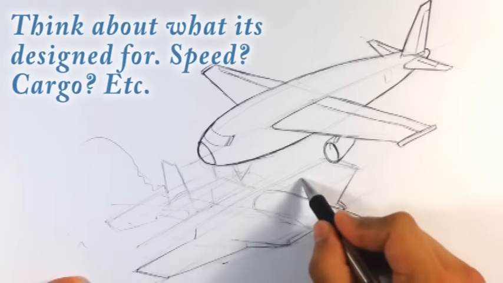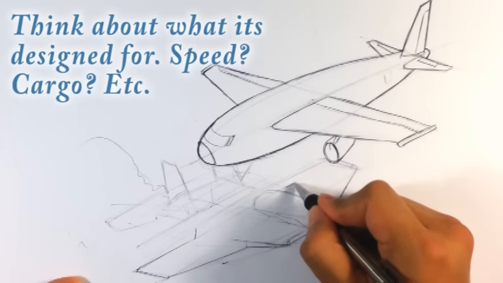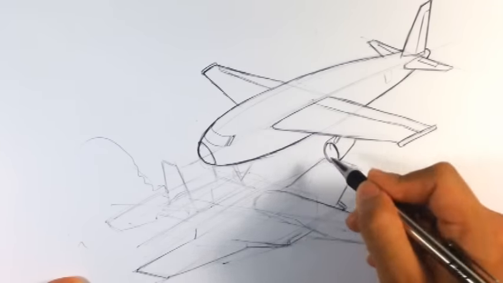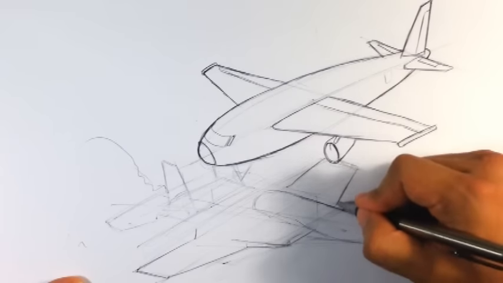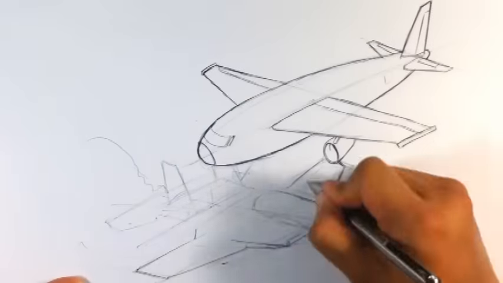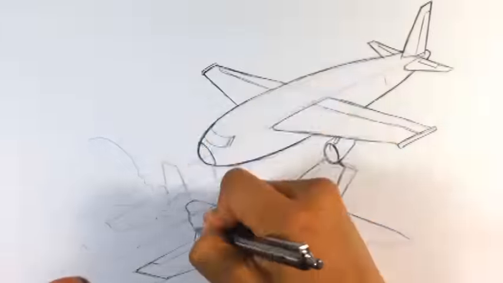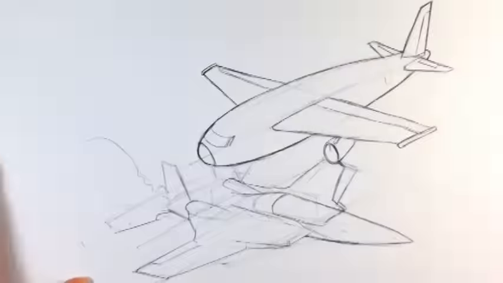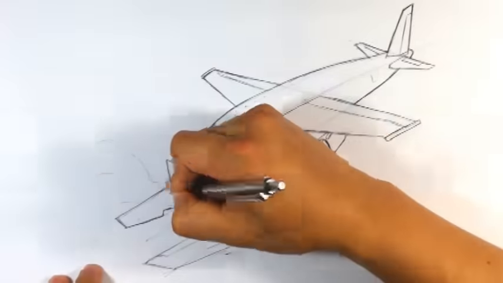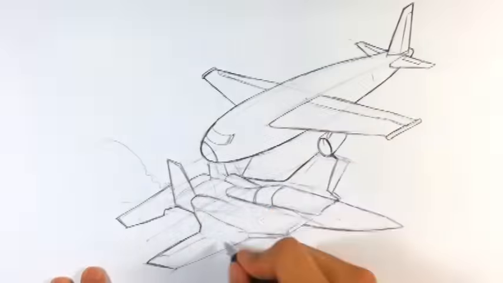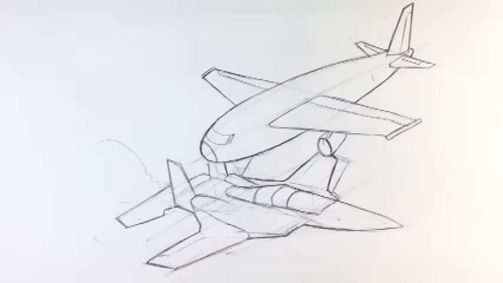Right here, I need to carry a cross. And I messed up that angle right there. So anyways, I just did the line art part of it. Hopefully you learned a little bit of something on just basic parts of planes.